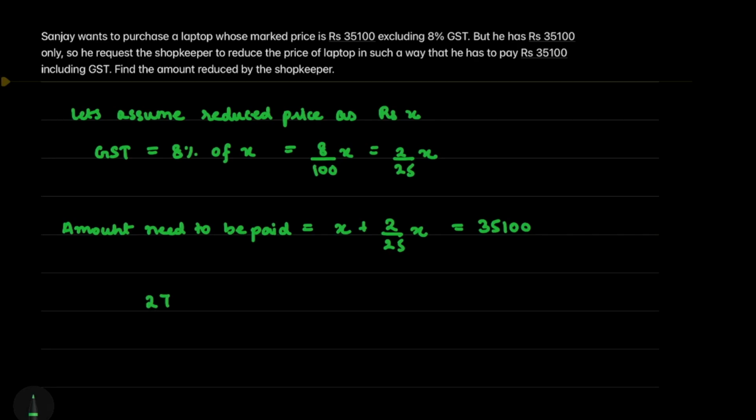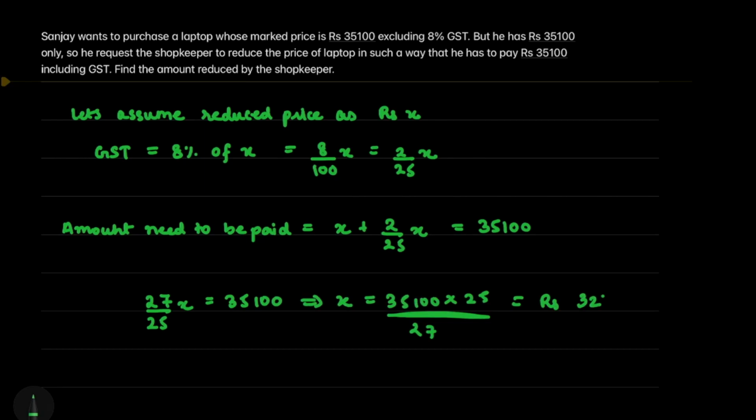So we have 27 over 25 X equal to 35,100 rupees. Solve for X to get 32,500. So the reduced amount can be calculated as 35,100 minus 32,500, and this comes out to be 2,600 rupees. And that's the end of our chapter on discount and GST.